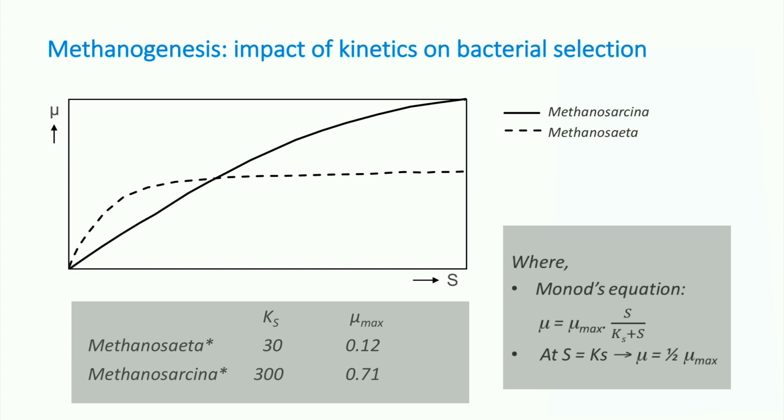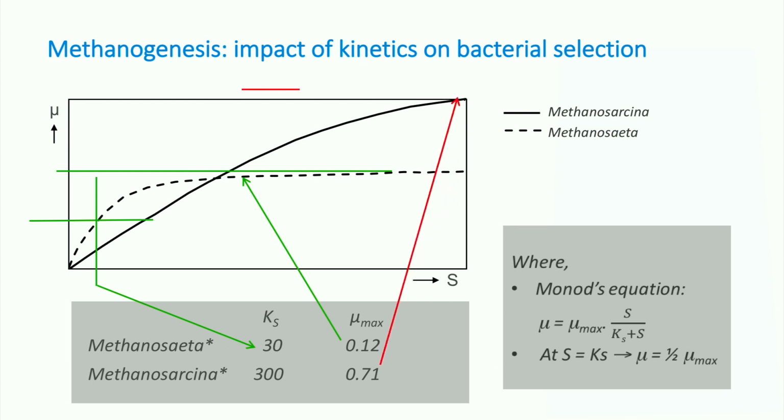Now let's have a closer look at the kinetic parameters of these two methanogens. Methanosaeta is characterized by a low value of μmax, so they are relatively slow growers, but with a high substrate affinity, indicated by a low Ks value. So when this bacterium dominates our sludge, the sludge growth is rather slow, but the attainable effluent acetate concentration is very low, which is advantageous.